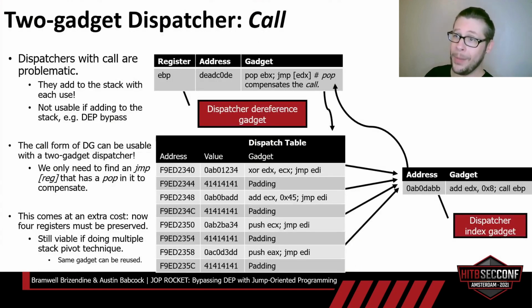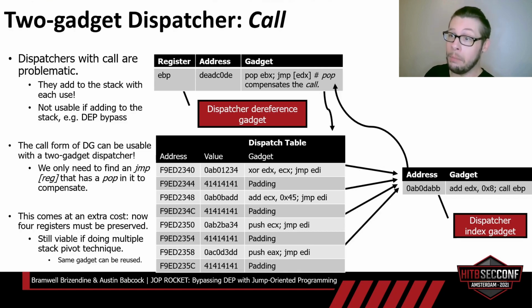And the great thing about this also is we can now use call gadgets, because usually with a dispatcher gadget, you don't want to use call because it would continuously add to the stack, which is not a good thing if you're trying to build stack parameters for a WinAPI function. So how we accommodate this is I came up with another gadget where we simply add a pop right in front of the dereferencing. And so JOP ROCKET will search for this as well.